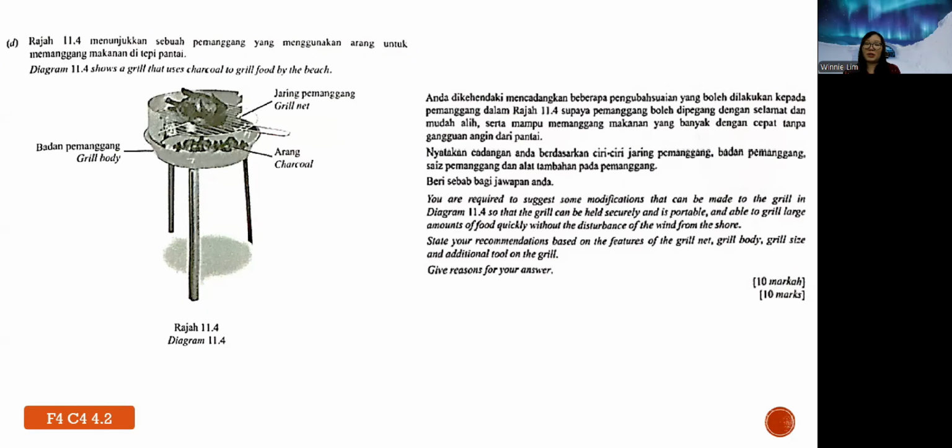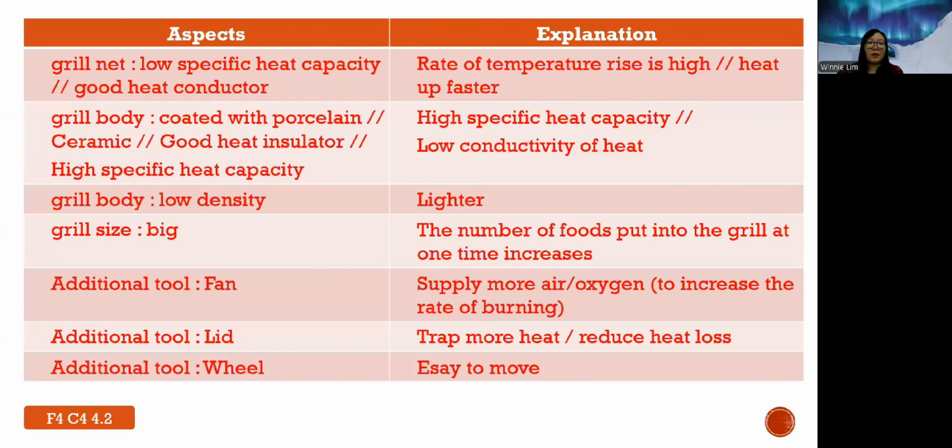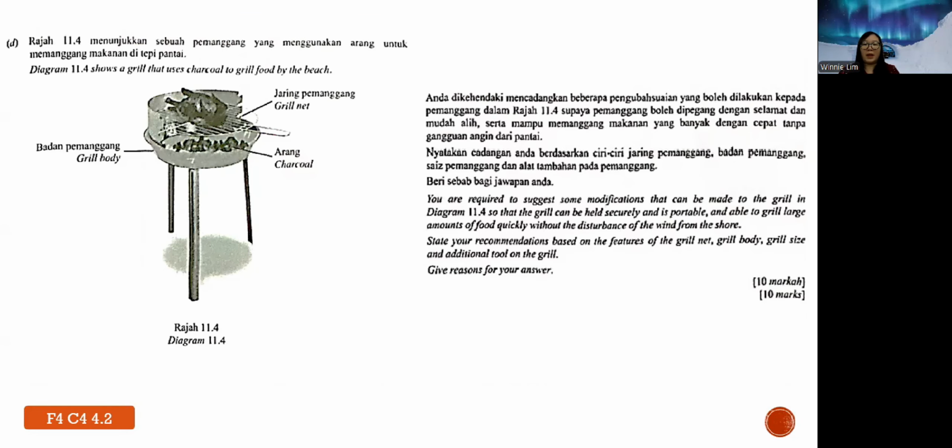State your recommendations based on the features of the grill net, grill body, grill size, and additional tools on the grill, and give reasons for your answer. Okay, so they already tell you what to be modified. You see, grill net, body, size, additional. So at least here got 3 and then here 4. So here you can split. Sometimes you can talk more regarding the grill net, grill body, or size, though for size it is only one.